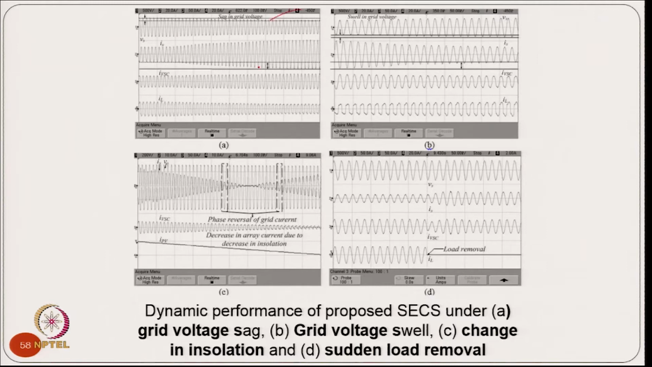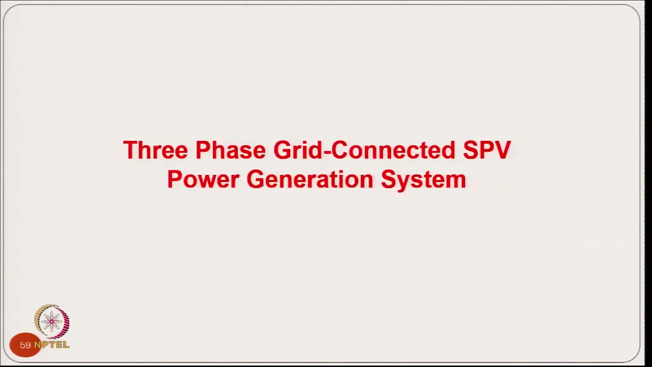If you have sag in the voltage, of course, the grid current will increase for the same constant load. Where you have an increase in voltage, that is swell, you are still able to give quite good local compensation, and the grid current certainly reduces for the same generated power. You can see how the grid current changes if PV generation changes, and if the load is completely removed, then the grid current increases, because earlier part of the power was going to the local load, and now the whole power is going to the grid.